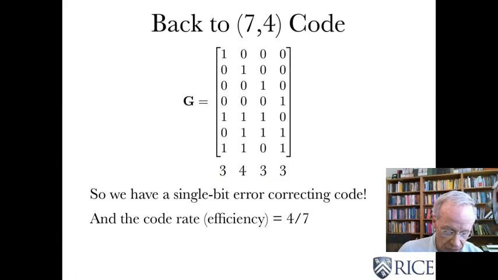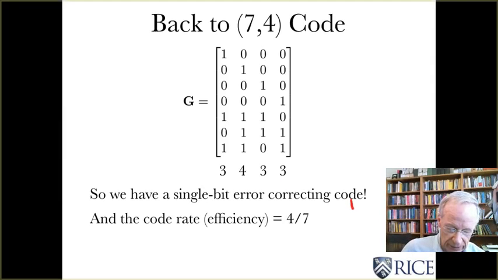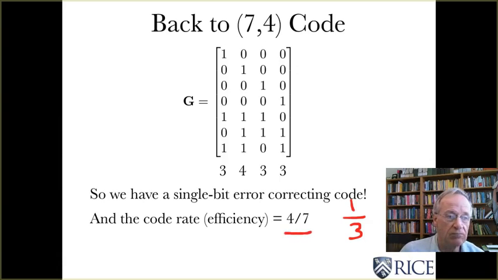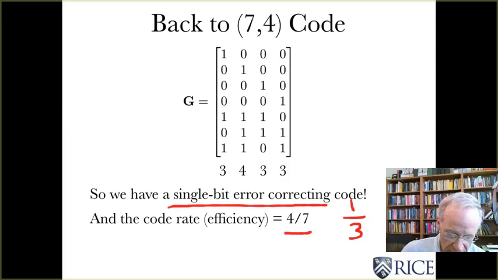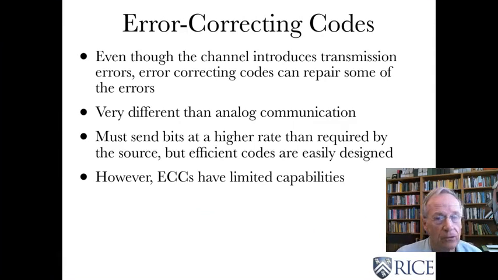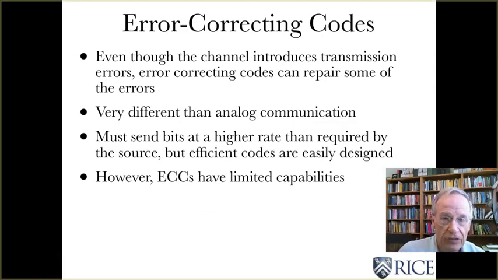And I want to point out, as opposed to the repetition code, its efficiency is much higher. The repetition code that we talked about had a code rate of 1/3, pretty low, 1 bit in, 3 bits out. Now it's 4 bits in, 7 bits out. Much higher efficiency, and it too can correct single bit errors just as well as the repetition code. So, error correcting codes. Even though the channel introduces errors, the error correcting code can repair some of the errors. If more than 1 bit occur in error, our single bit error correcting codes can't correct them. But at least all single bit errors can be corrected.